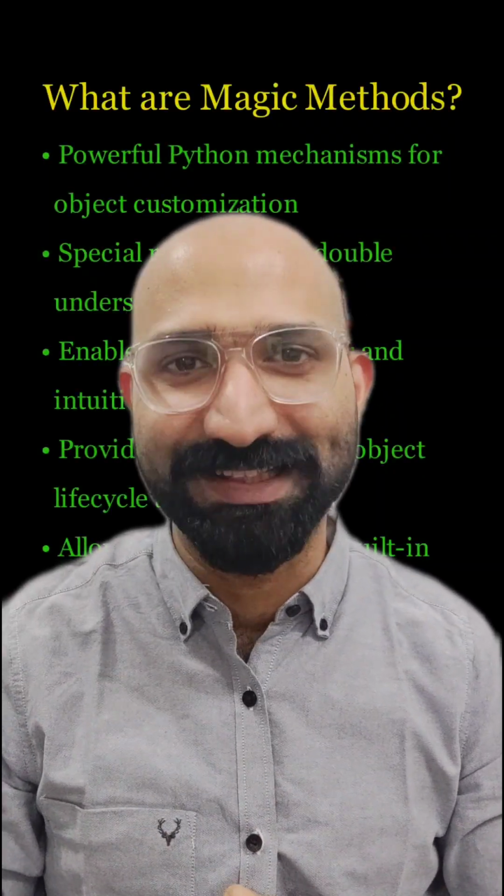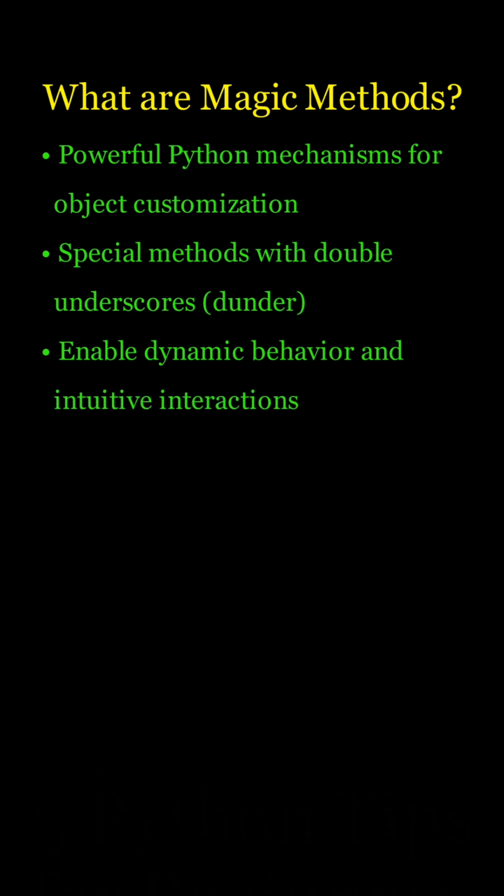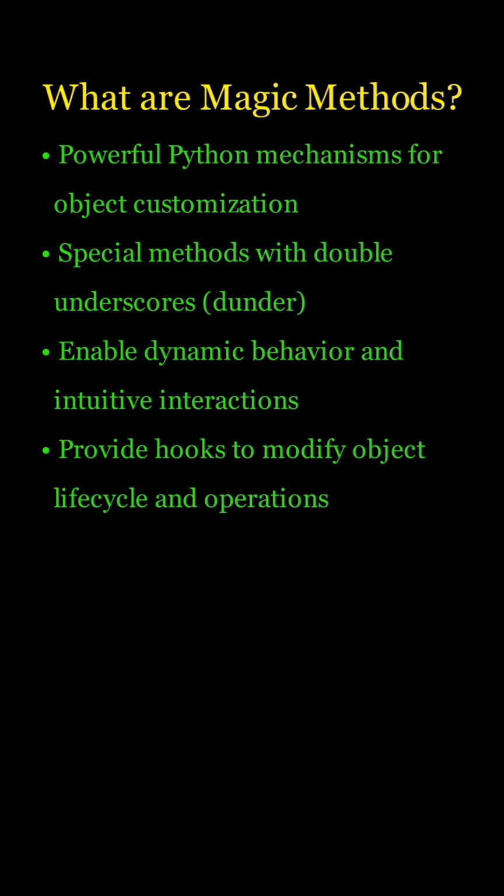Let's dive into Python's magic methods. So, what are magic methods? They are special methods in Python with double underscores on both sides, often called dunder methods. They are powerful mechanisms that allow you to customize your object's behavior at a fundamental level. With magic methods, you can control how your objects are created, represented, compared, and much more.